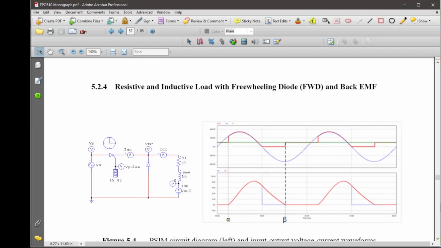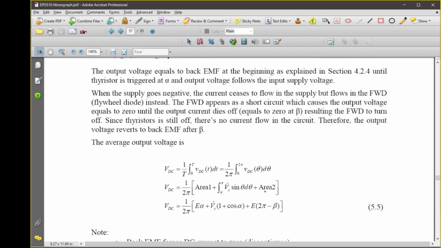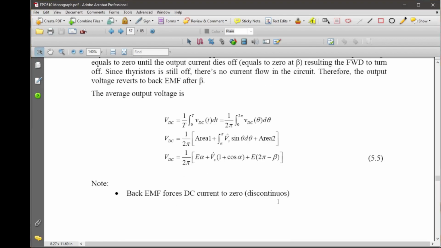Okay, so when you do that, you have this. I don't want to go through this; you try to have a look. We have VDC equals E minus 2 alpha plus the rest. Okay, so the back EMF forces the DC current to be 0.